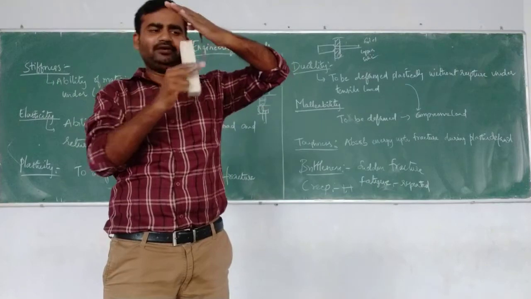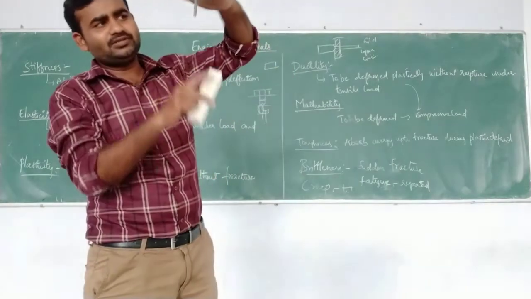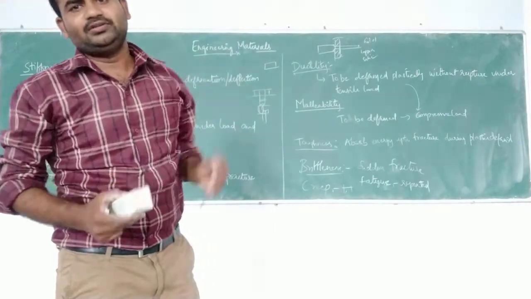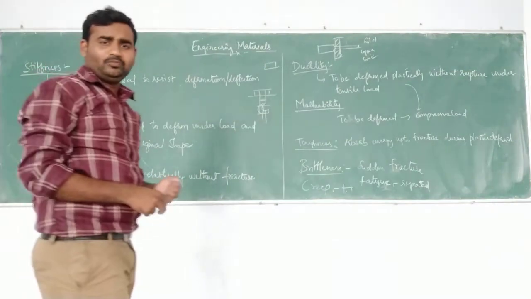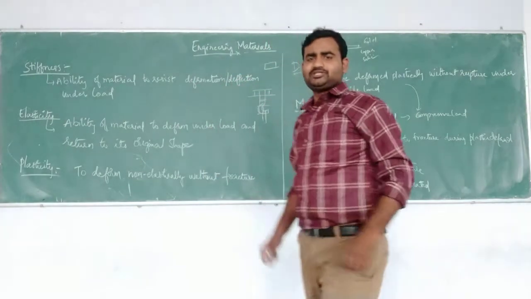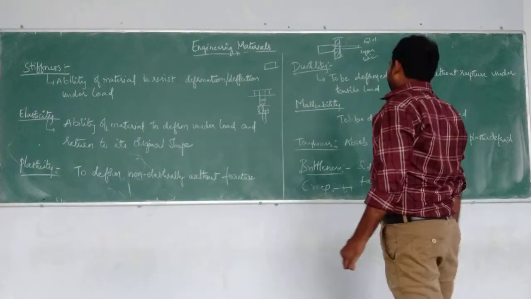But after pulling, what happens? It comes in the shape of this rod. This is called a ductile material. Even copper wires, if you see in your home, the copper wire is also a best example of ductile material.